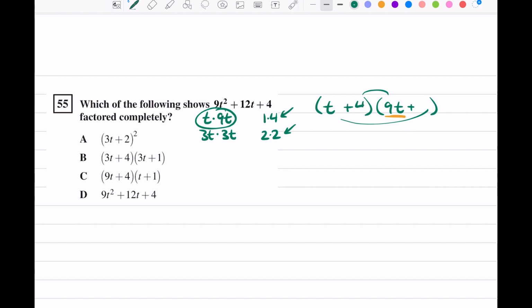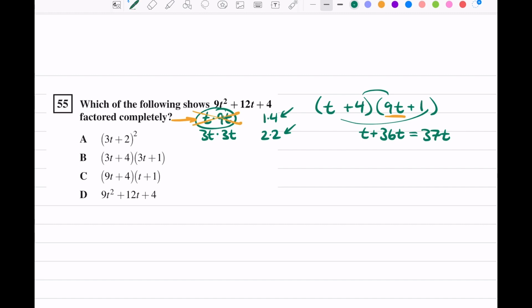We'll place 4 here and 1 here. In this case, our O plus I still is not 12. In this case, it would be t plus 36t, which equals 37t. So using t and 9t as our first pieces doesn't lead to a correct answer. So we can cross that out.